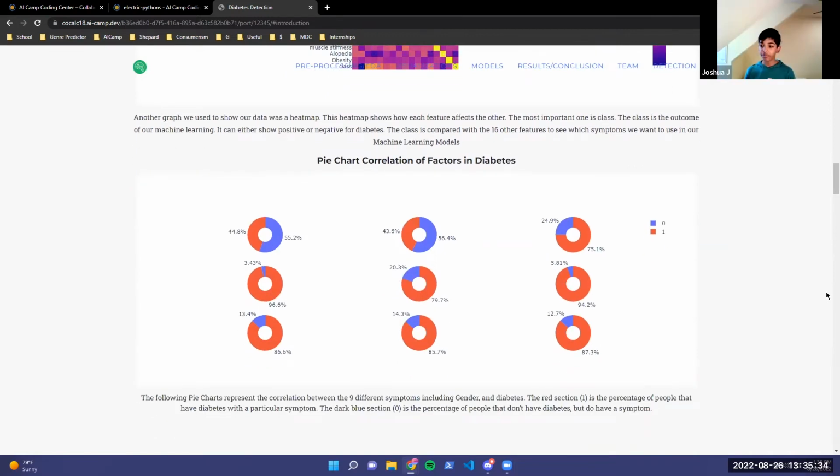Pie chart grid. The following pie charts represent the correlation between the 8 different symptoms, gender, and diabetes. The red section represented by a 1 is the percentage of people that have diabetes with the particular symptom. The dark blue section represented by a 0 is a percentage of people that don't have diabetes but do have one of the particular symptoms.